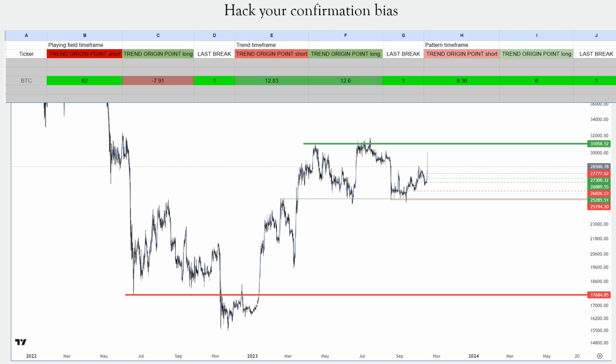Looking at the picture above, you'll see an Excel table with numbers corresponding to where price is right now on the BTC chart. I've gone through this method of analysis in the first video on the channel, so do make sure to check it out and subscribe for more quantitative analysis like this. But I'm going to break it down in detail right now.